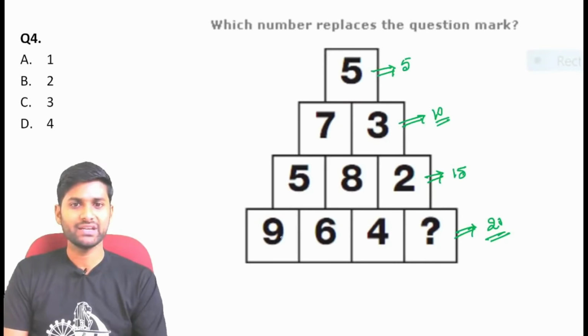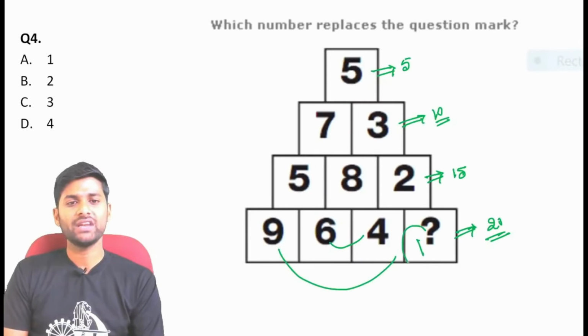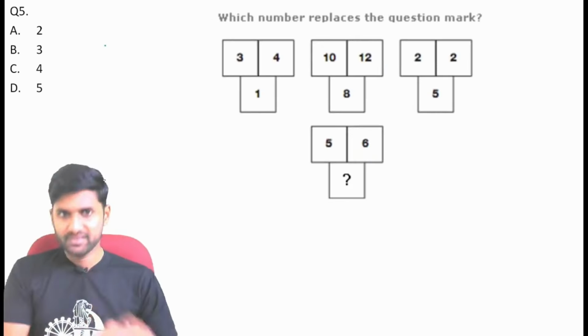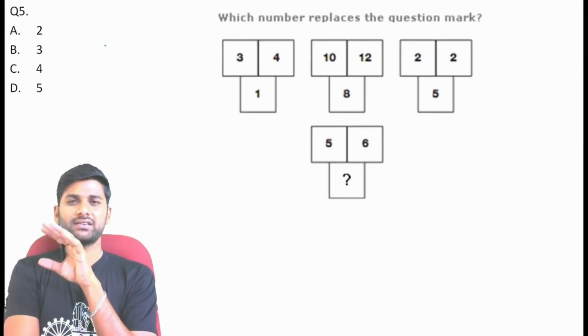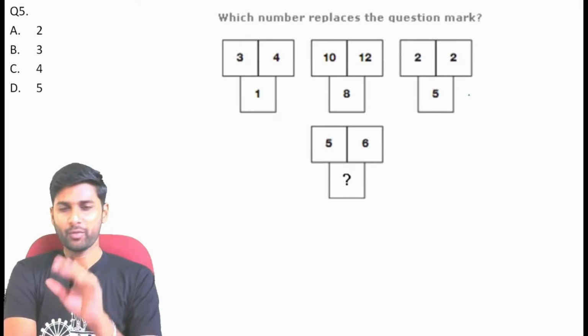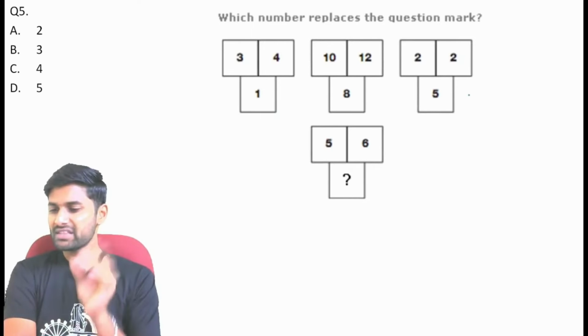Then you can see simply, guys, 6 plus 4 is already 10, and we want one more 10. So, definitely we can replace the question mark with 1. Next. Now see, guys, either they are performing individually, or they are performing with a comparison.